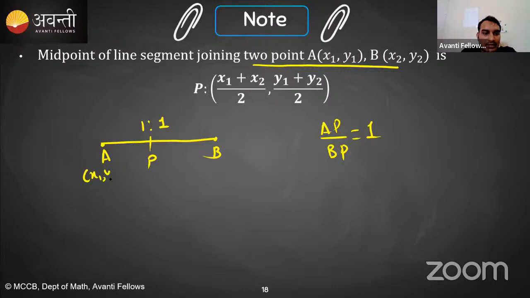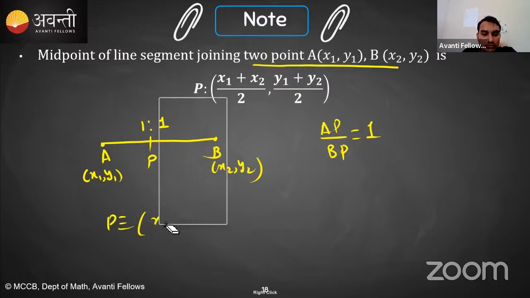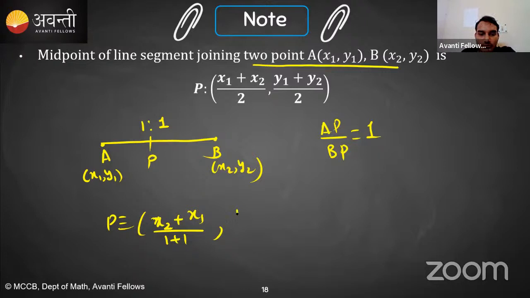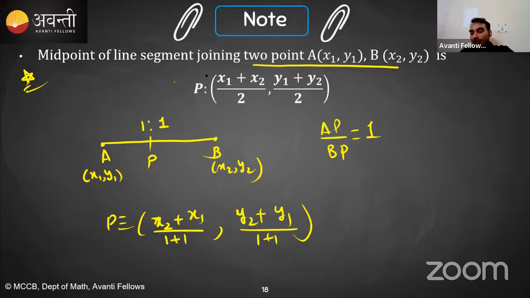A is (x1, y1), B is (x2, y2). So using the section formula, what will you get for P? 1 into x2 plus 1 into x1 upon 1 plus 1, and 1 into y2 plus 1 into y1 upon 1 plus 1. So if P is the midpoint of A and B, then the coordinate of P is simply ((x1 plus x2) by 2, (y1 plus y2) by 2). That's all. Clear? Okay.